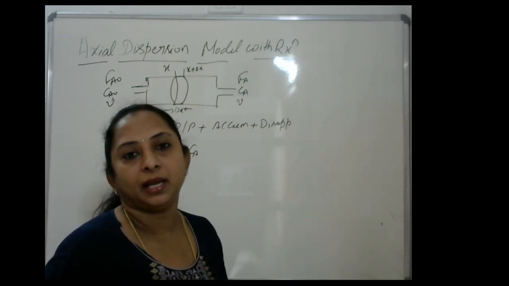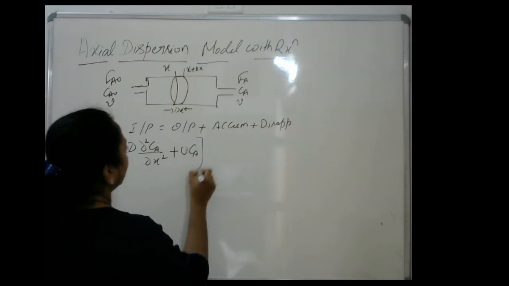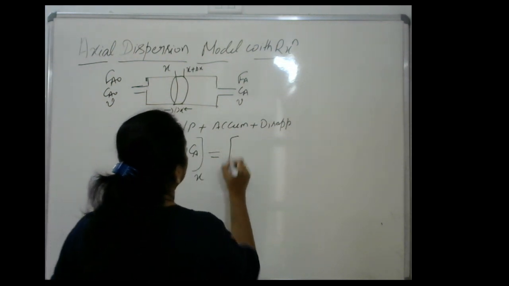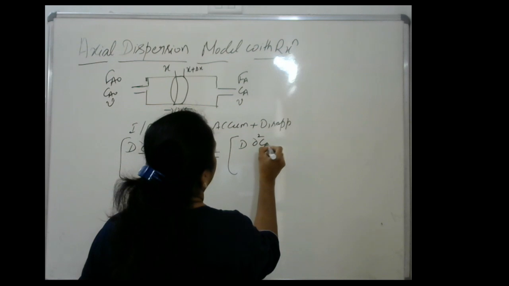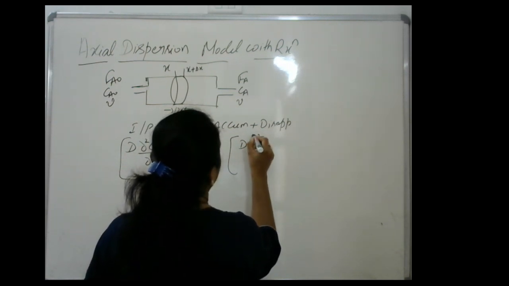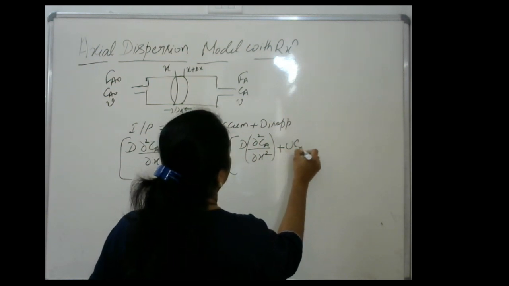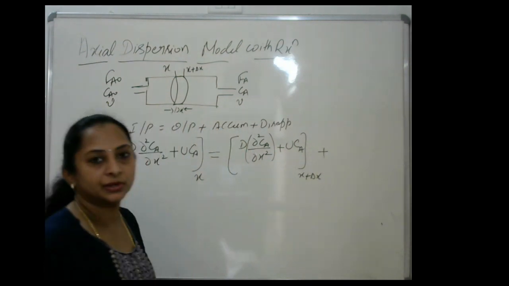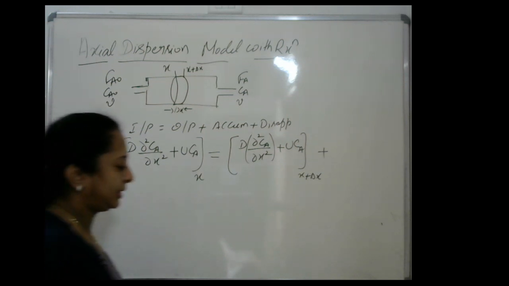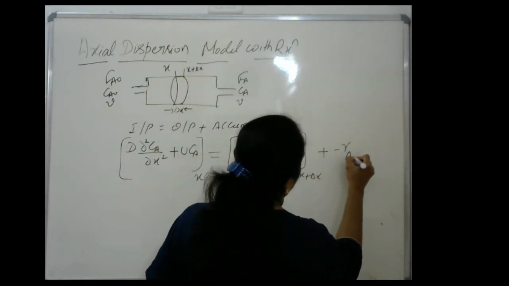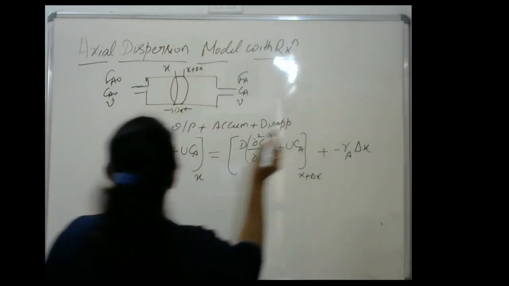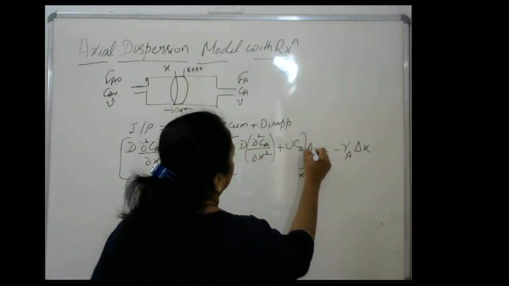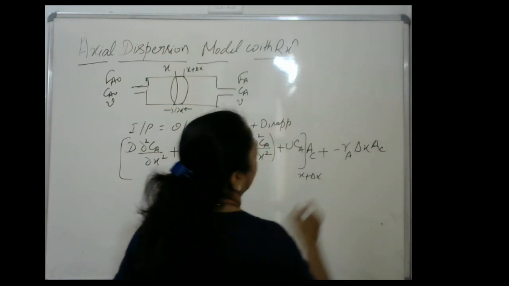So I'll go with the reactant A. u Ca at x. This will be equal to the output, which will also be the same, D ∂²Ca/∂x² plus u Ca at x plus delta x, no accumulation, and the rate of disappearance will be minus RA delta x. I just missed a step, into the cross-sectional area, and here also into Ac.